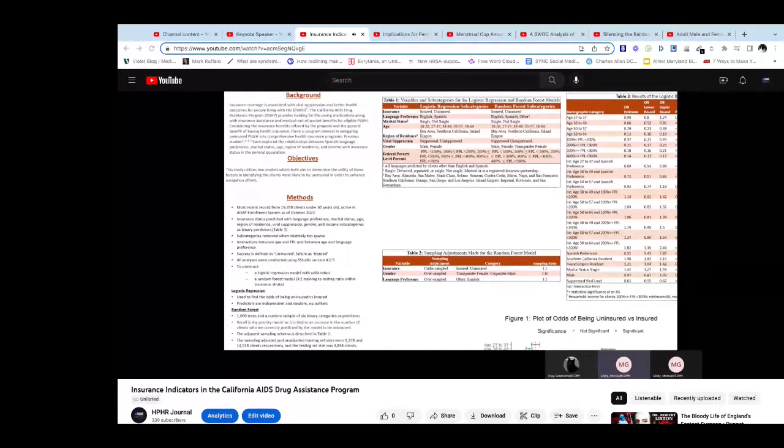With the goal of enhancing navigation efforts, this study utilizes two models which both aim to determine the utility of language preference, marital status, age, region of residence, viral suppression, gender, and income in identifying the clients most likely to be uninsured.